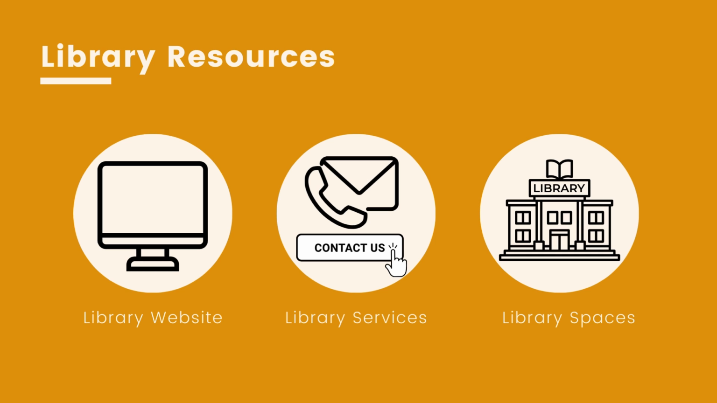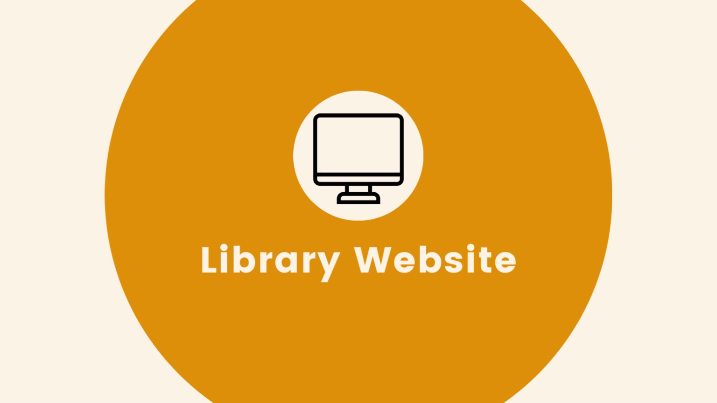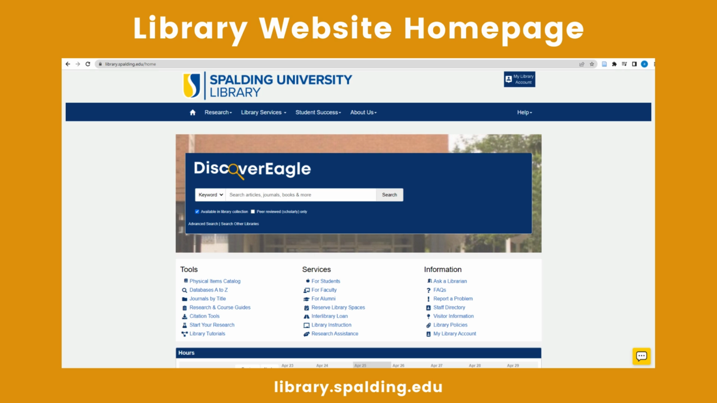So the first thing I want to talk about is our library website. Our library website is library.spalding.edu, and this is where all of our databases, resources, and guides are hosted. So this is what our library homepage looks like. And if you look at the image on this slide, you'll notice a large dark blue box called Discover Eagle. This Discover Eagle box allows you to search across the majority of our collection.